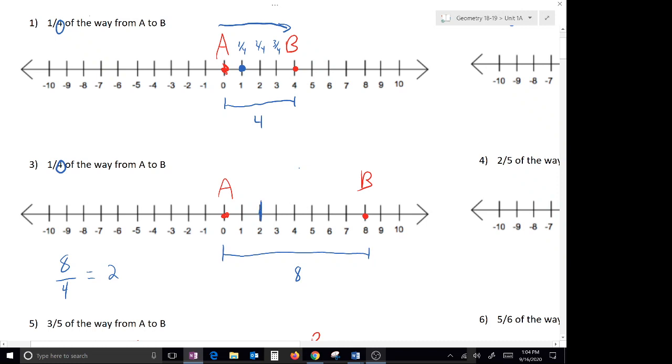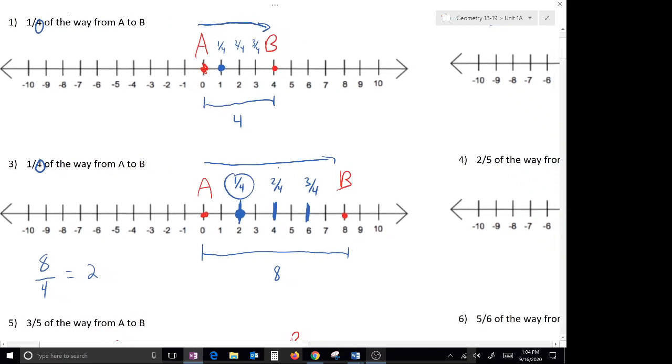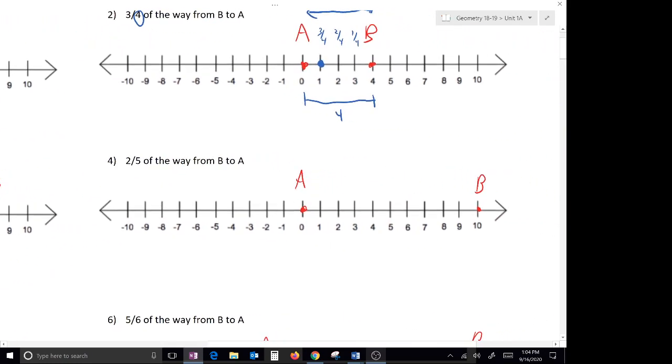So if I go 2 units from A, that's 1 partition, that's 2, and that's 3. So now I've divided my segment into fourths. So this would be 1/4, that'd be 2/4, that'd be 3/4. And what I'm looking for going from A to B is my 1/4. So 2 would be the point, 1/4 of the way from A to B. Continuing on.